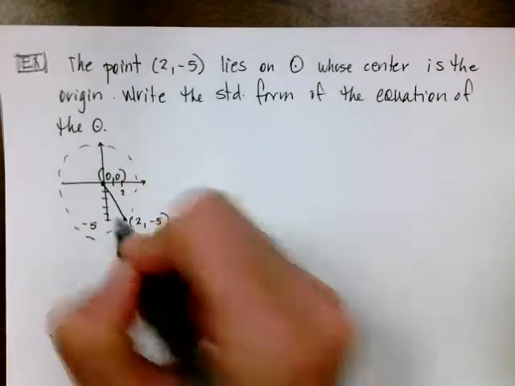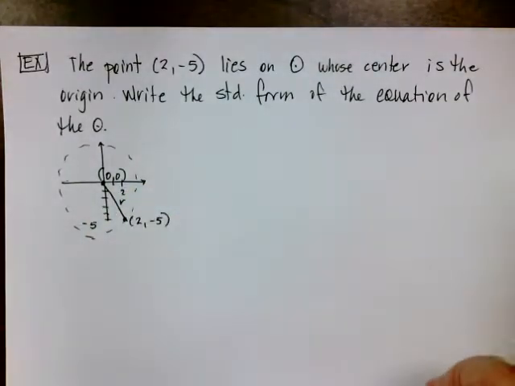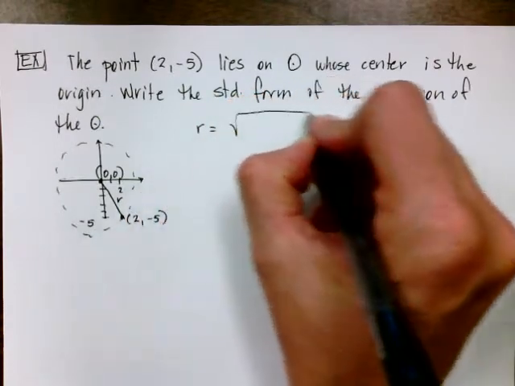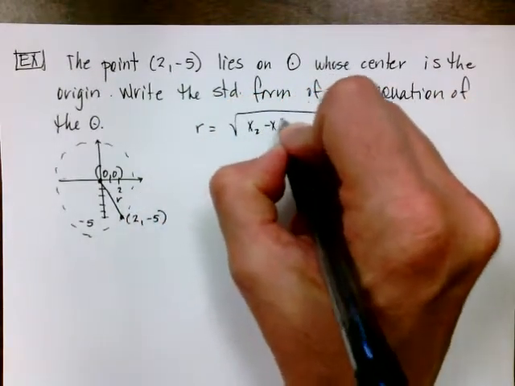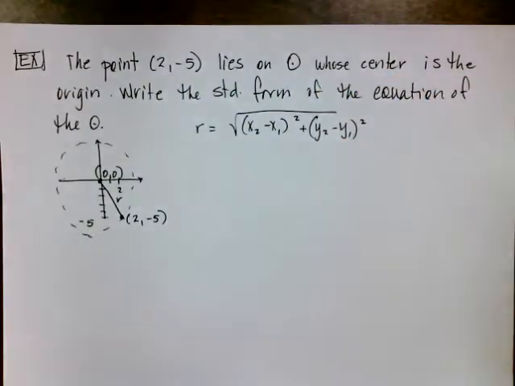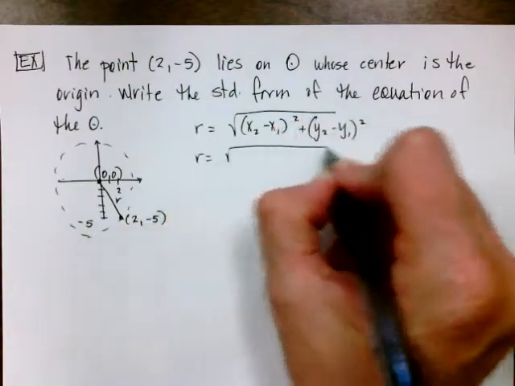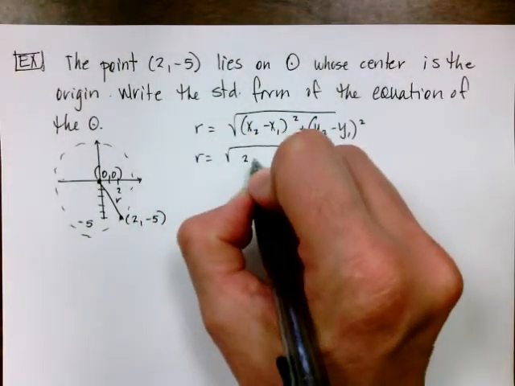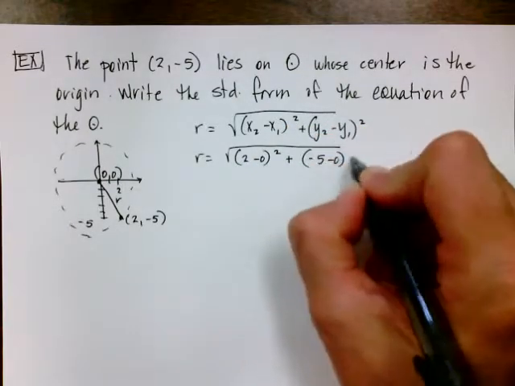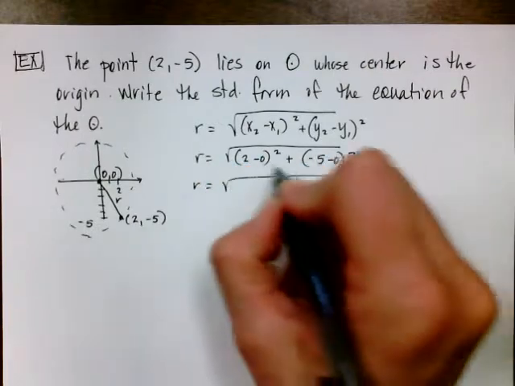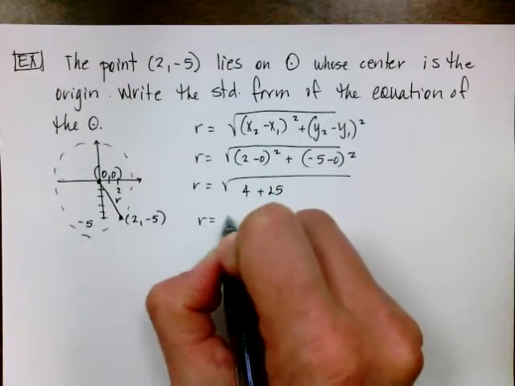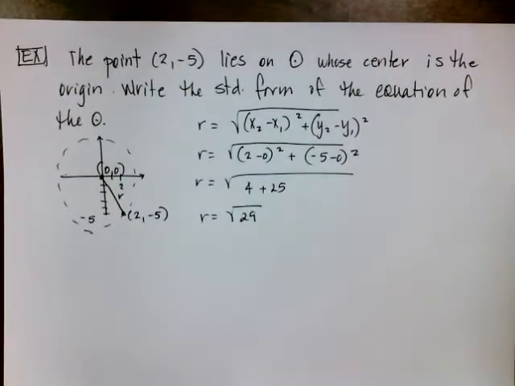So what I need to do to be able to write the equation is find the radius, and I'm going to find it using the distance formula. My radius is going to equal the square root of (x2 minus x1) quantity squared plus (y2 minus y1) quantity squared. So the radius is the square root of (2 minus 0) squared plus (-5 minus 0) squared. 2 squared is 4, 5 squared is 25, so my radius is the square root of 29.